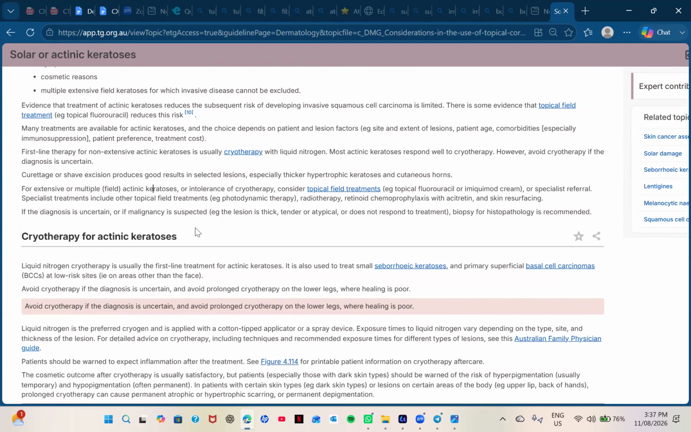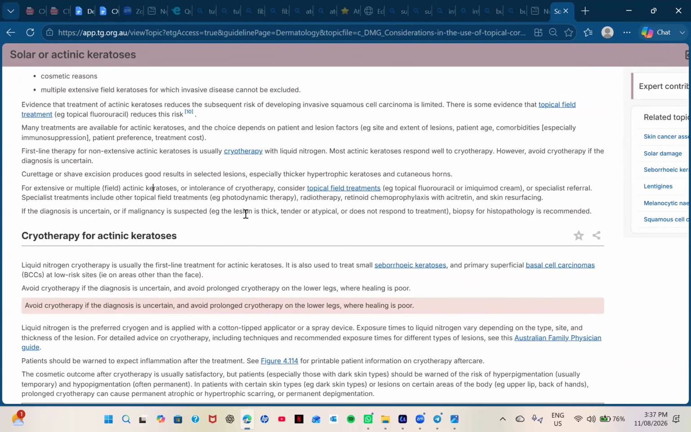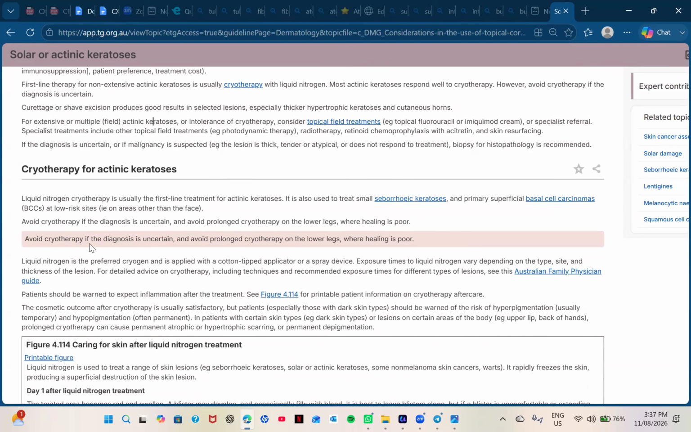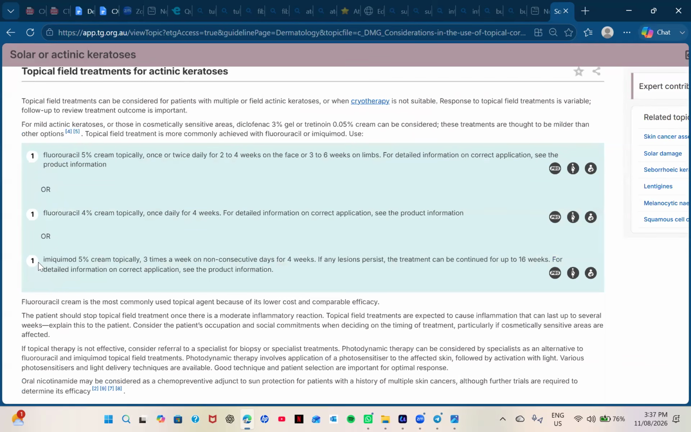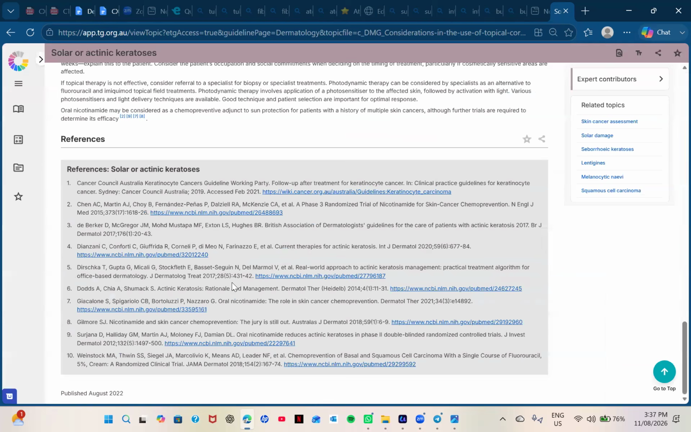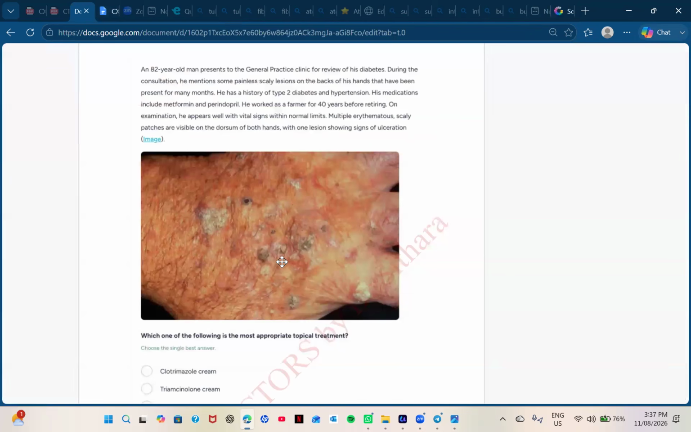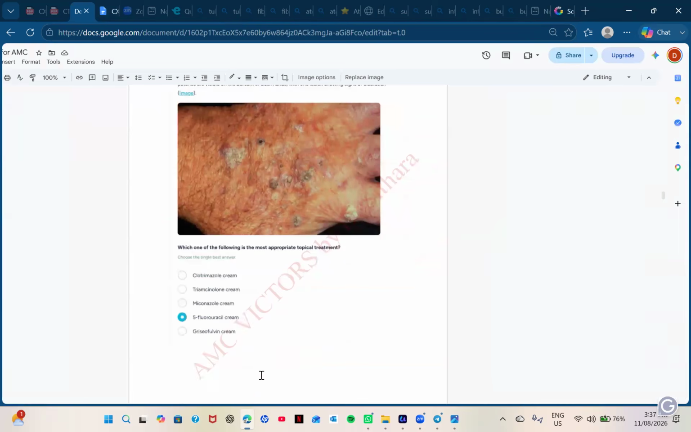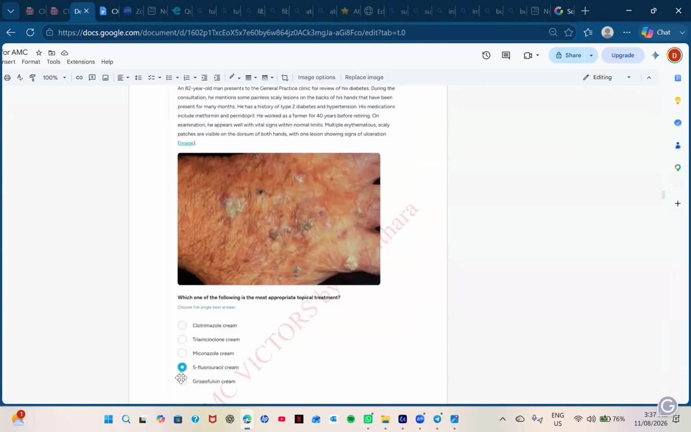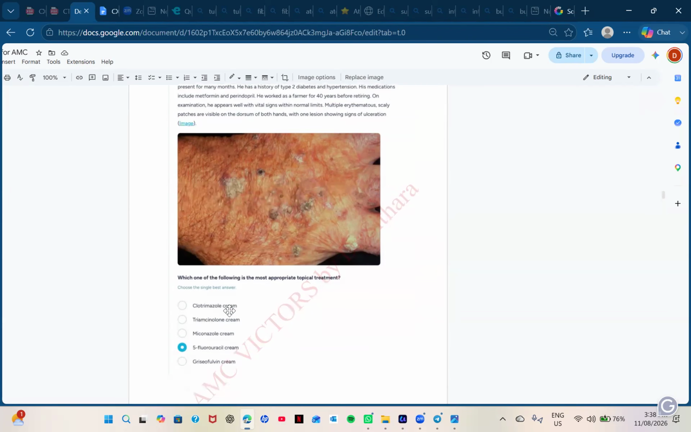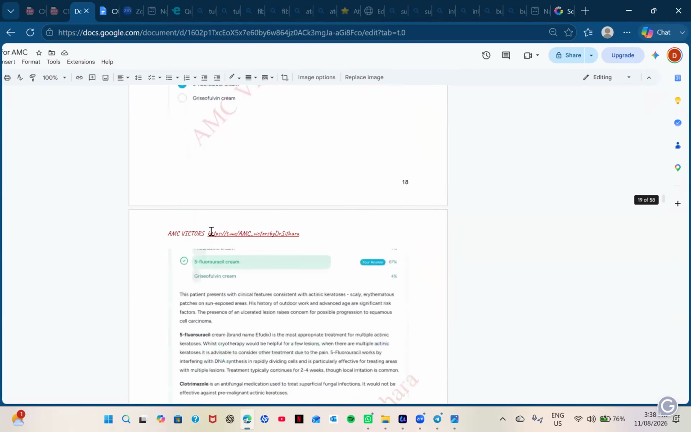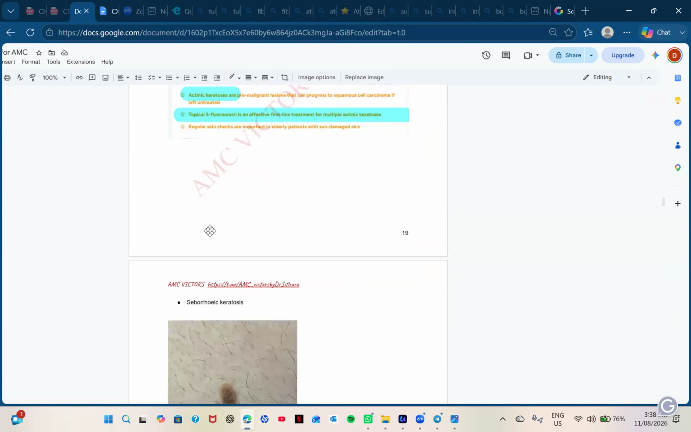For extensive or multiple field actinic keratosis, or intolerance to cryotherapy, you can use the topical field treatment, fluorouracil or imiquimod. Keep this picture in your mind. Here also, usually they are giving 5-fluorouracil or imiquimod mainly, not cryotherapy. I have seen these things in eMedicine.